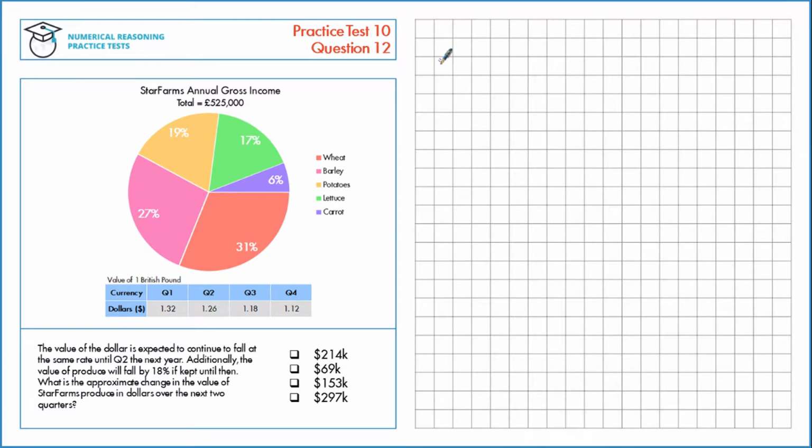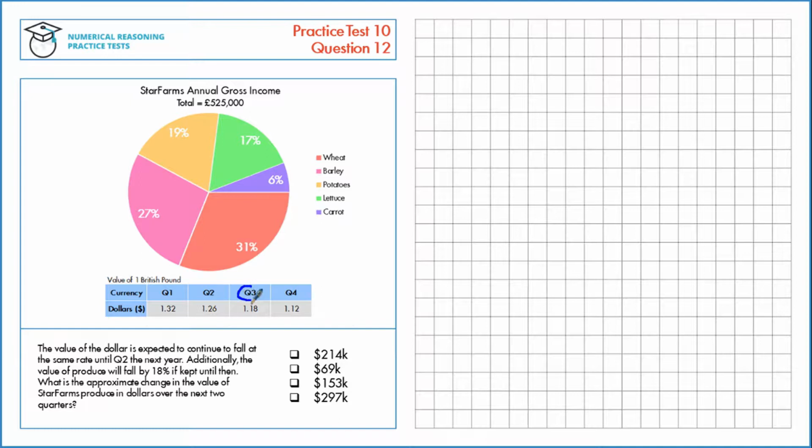The value of the dollar is expected to continue to fall at the same rate until Q2 the next year. Additionally, the value of produce will fall by 18% if kept until then. What is the approximate change in the value of Star Farm's produce in dollars over the next 2 quarters?